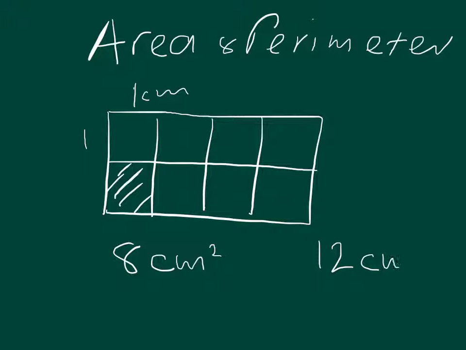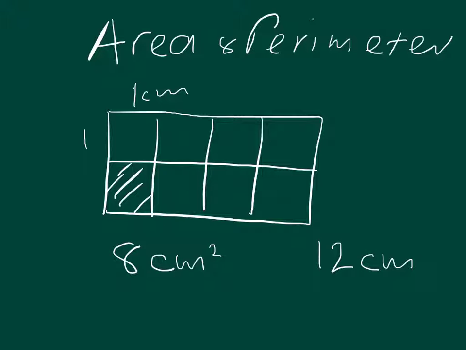Now notice for area we write centimetres squared because it's a whole surface that we're measuring, whereas perimeter is just centimetre because it's length that we're measuring. So they're quite different. So centimetre squared is like a tile, whereas centimetre is just a length.